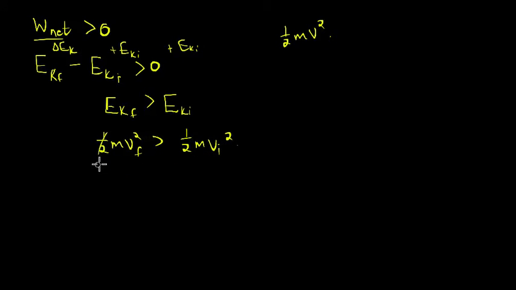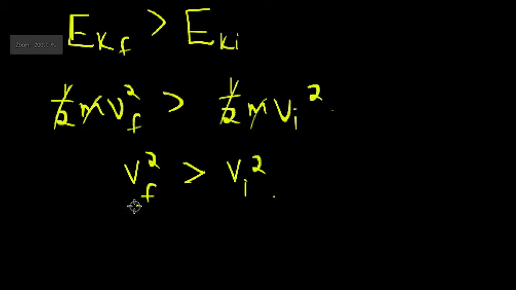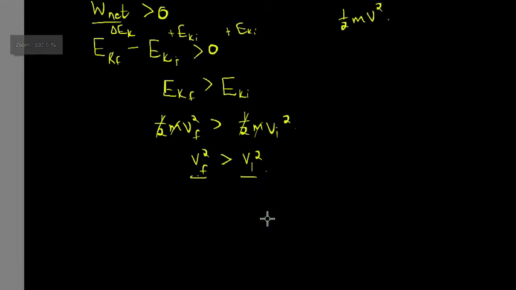In other words, if I can divide both sides by a half and get rid of that, and divide both sides by the mass and get rid of that, then I get that my future velocity squared will be greater than my initial velocity squared. Do you see? So literally, if my net work done is positive, my future velocity will be greater than my initial velocity. Make sense? Yes. Okay. Now the opposite is true.